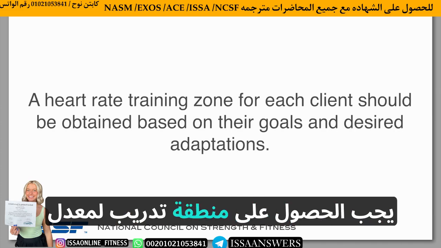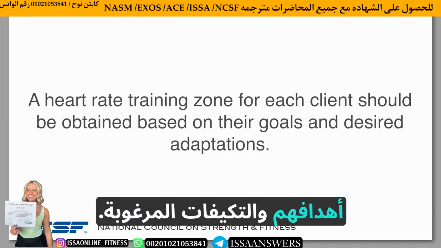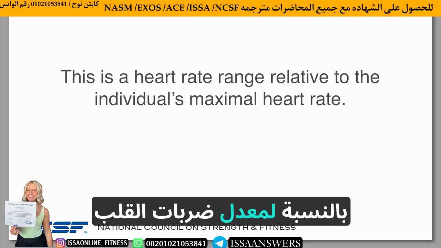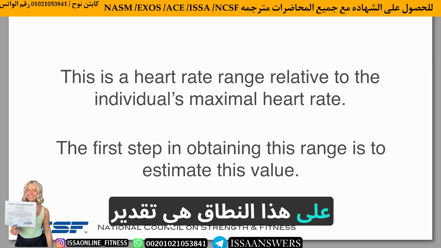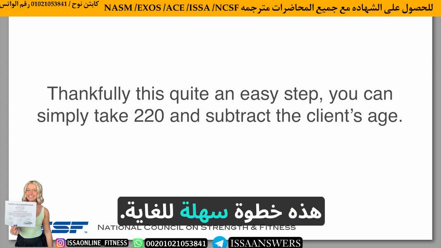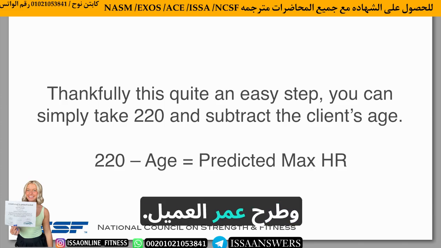A heart rate training zone for each client should be obtained based on their goals and desired adaptations. This is a heart rate range relative to the individual's maximal heart rate, so the first step in obtaining this range is to estimate this value. Thankfully, this is quite an easy step. You can simply take 220 and subtract the client's age.